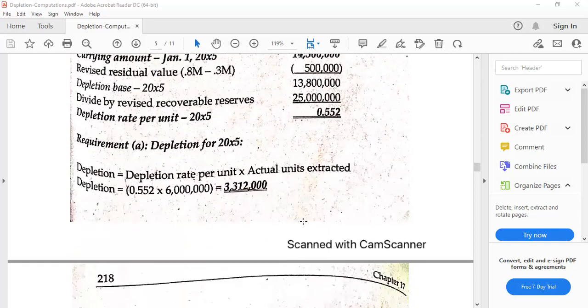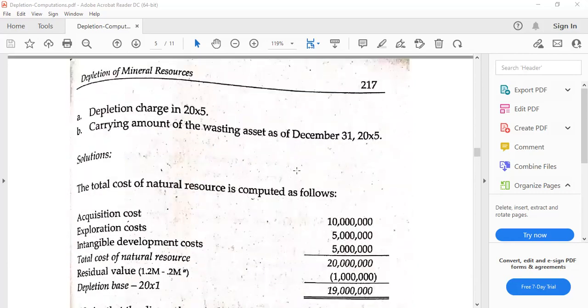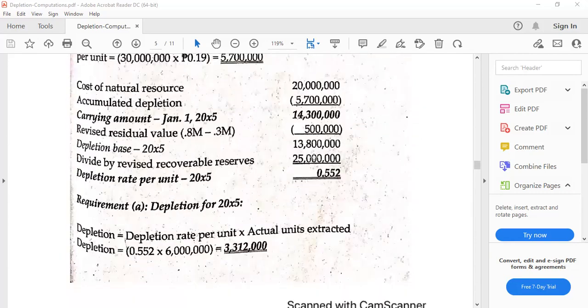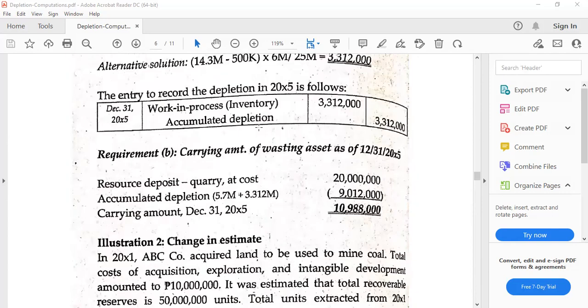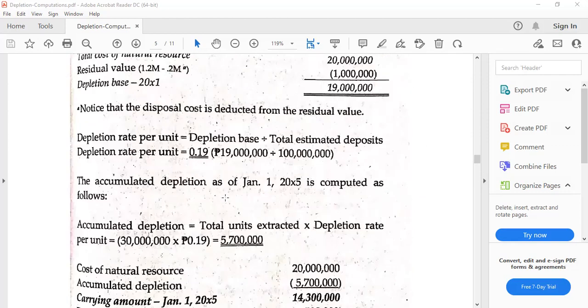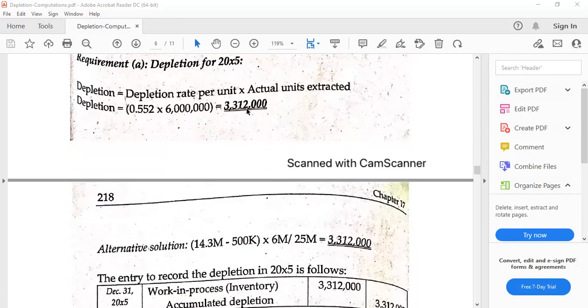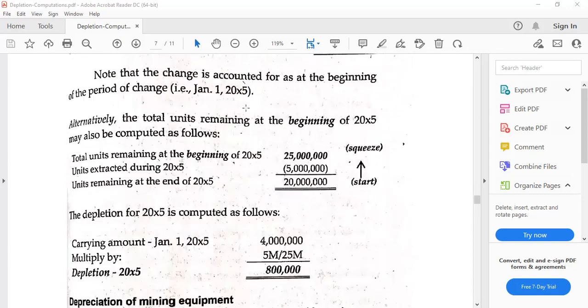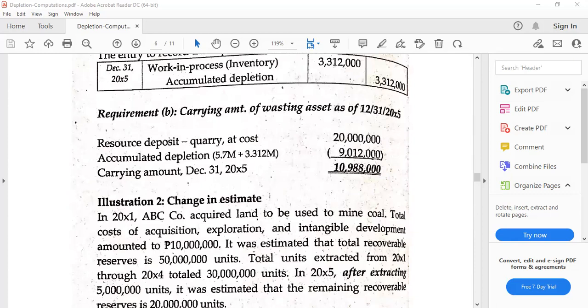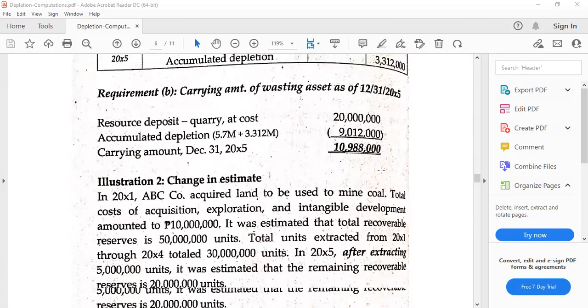The depletion for 20x5 then is simply multiply it with the actual units extracted. We can see that in the second paragraph, last sentence. And alternative solution, it's up to you to journalize the same way. The amount now is 3,312,000. And carrying amount is whatever is the cost at the beginning of 20 million minus the accumulated depletion, the sum from 20x1 to 20x4 of 5.7 M. So that's visible here, this one. And for the 20x5, which is 3,312,000. And for a while, this is our total here. So 9,012,000 to get the net carrying amount, or simply the carrying amount. That's our illustration 1.